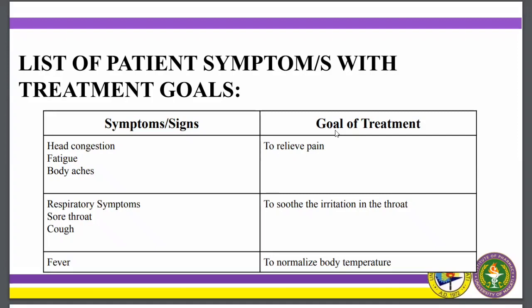The drugs that he used here for the head congestion, fatigue, body aches, and fever are ibuprofen, the analgesic that he used. For the sore throat and the cough, the respiratory symptoms, what he used here are ashwagandha and turmeric.